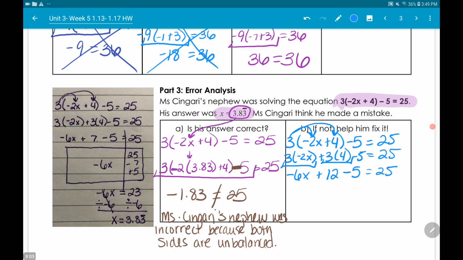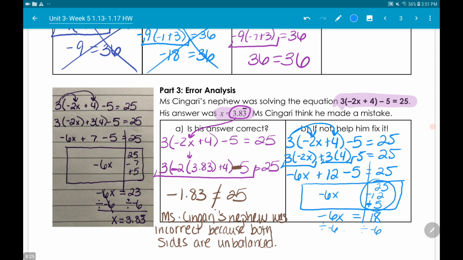And now I'm going to make a solving square. Okay, so now I'm going to have negative 6 on this side. I'm going to combine like terms on this side. Negative 6x equals 18. Divide by negative 6. Divide by negative 6. And x equals negative 3. Now what I could also do is take this, plug it back in and check it to make sure it's correct.